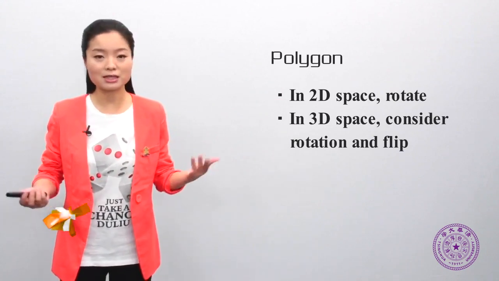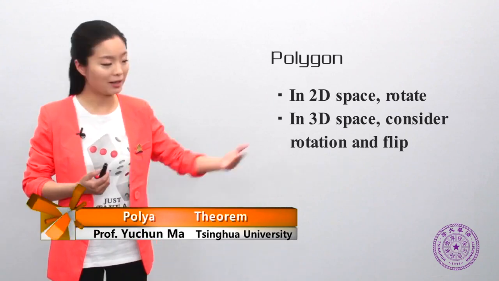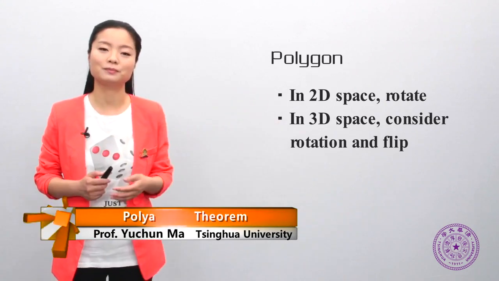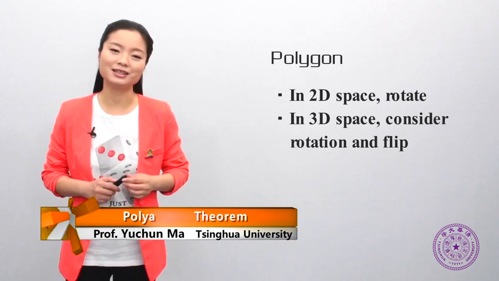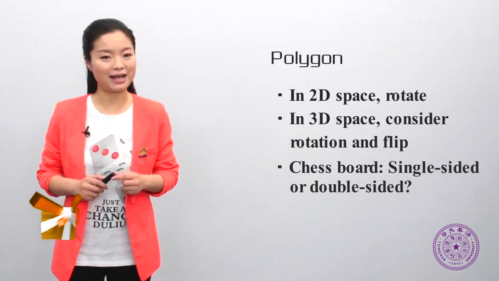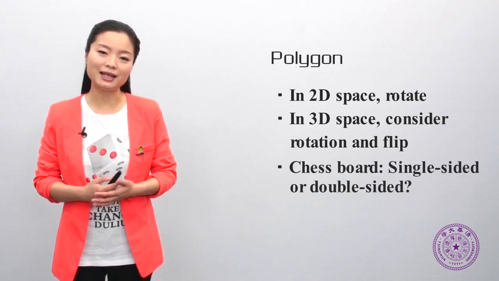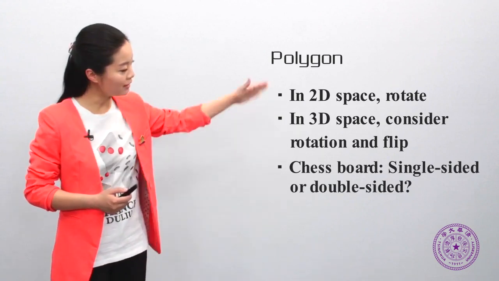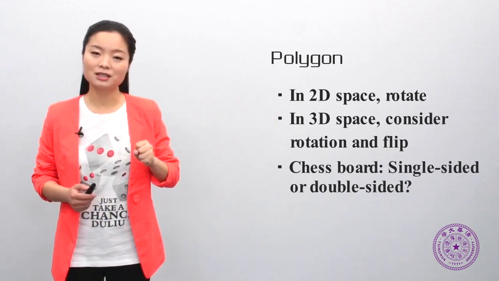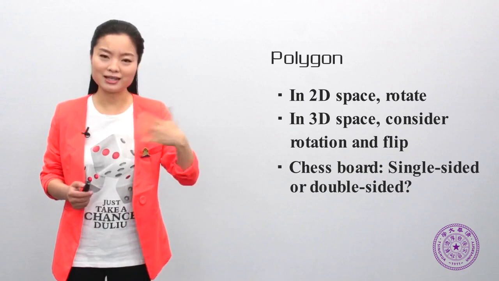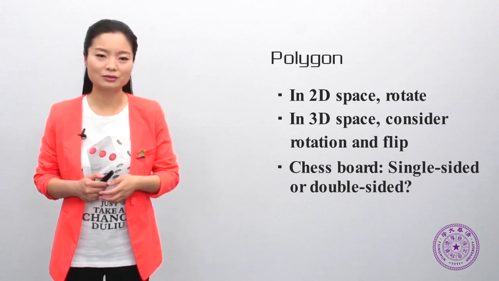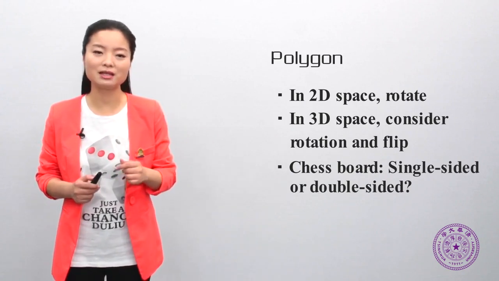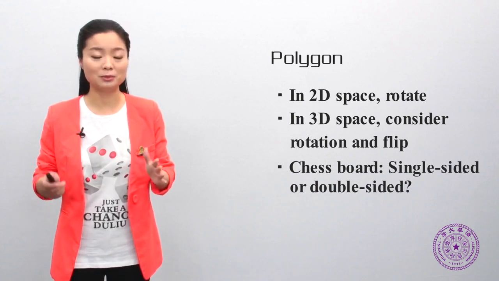If it was over the 3-dimension space, flipping is permitted. There is a special example, for example, a chessboard. If we take a look at the chessboard over its opposite side, if it was flipped around, can it be used as a chessboard still? Therefore, we must always consider whether it is single-sided or double-sided. Under common circumstances, we will consider it cannot be flipped.